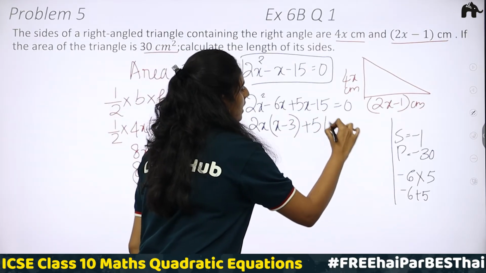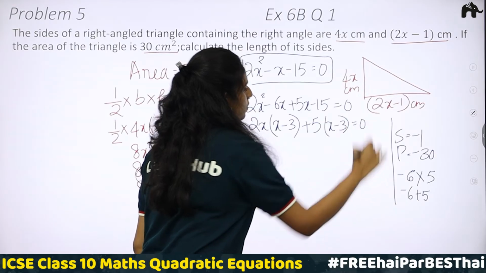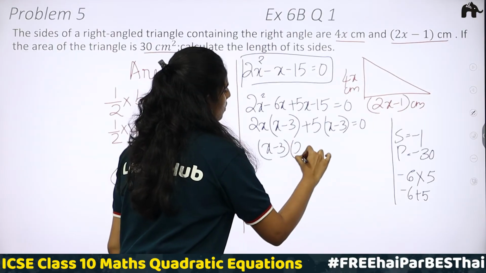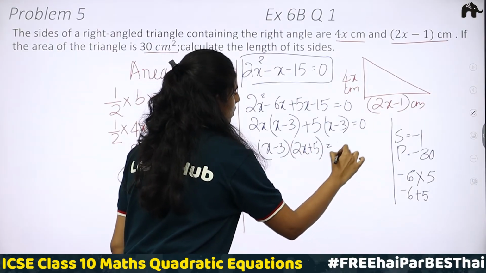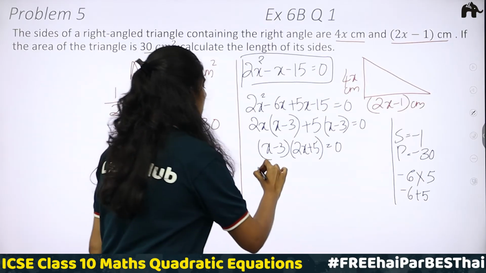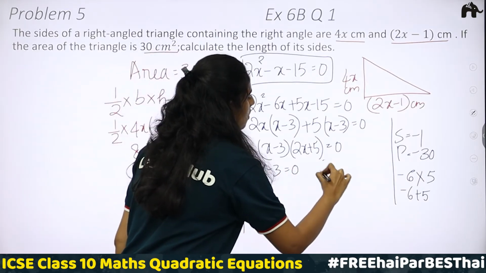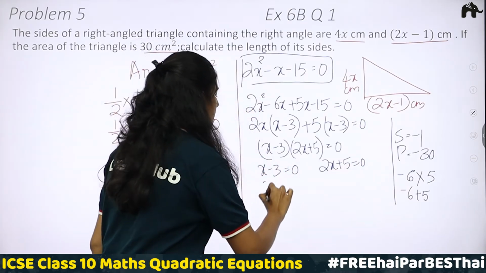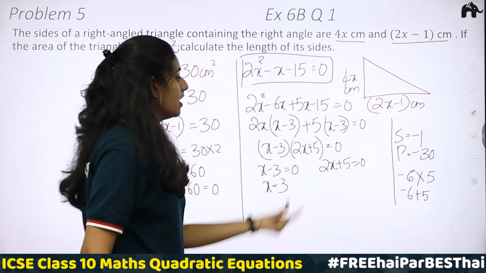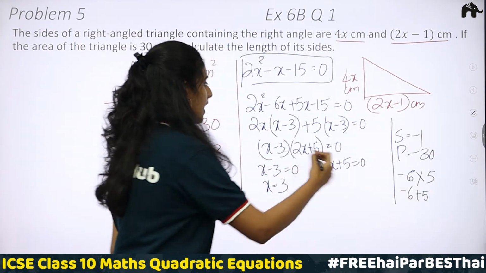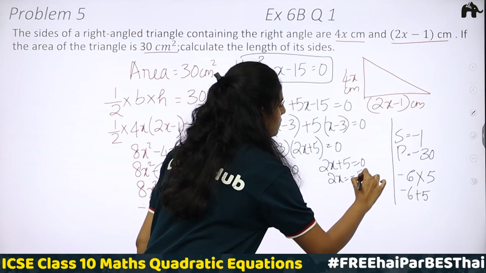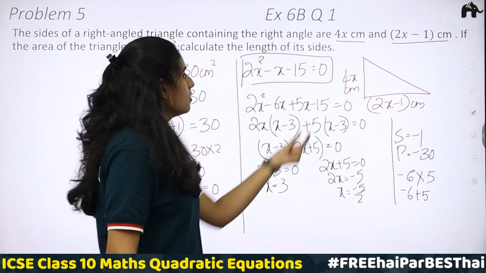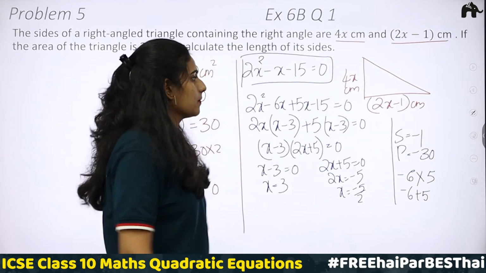5 can be taken out, x minus 3, that is equal to 0. X minus 3 is common, x minus 3 into 2x plus 5 is equal to 0. Applying zero product rule, either x minus 3 is equal to 0 or 2x plus 5 is equal to 0. X minus 3 is equal to 0 implies x is equal to 3. 2x plus 5 is equal to 0, then 2x is equal to minus 5 and x is equal to minus 5 by 2.